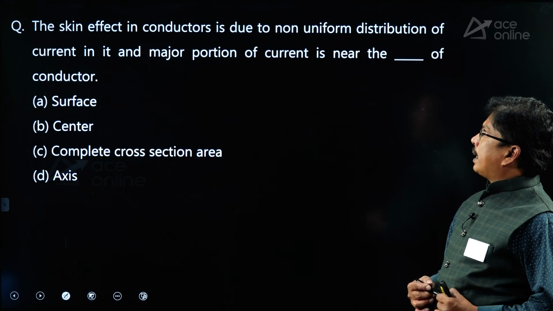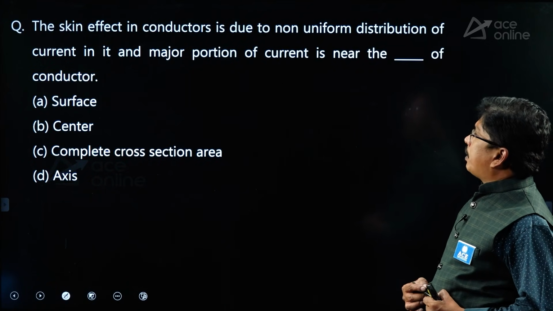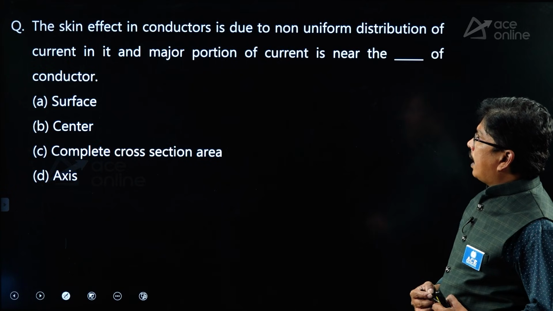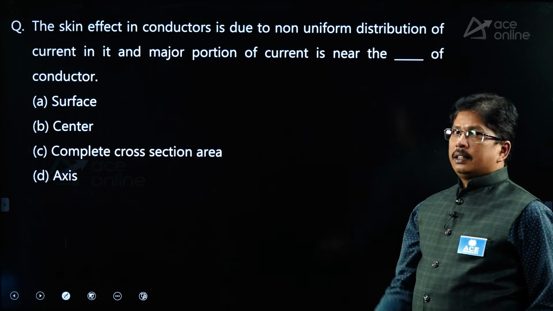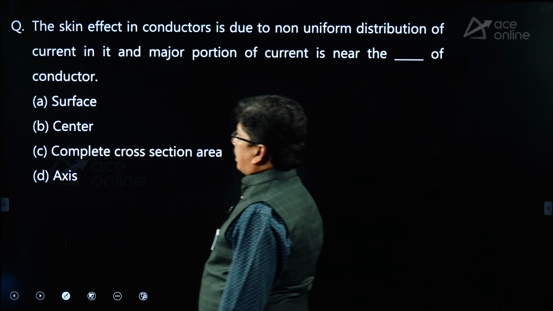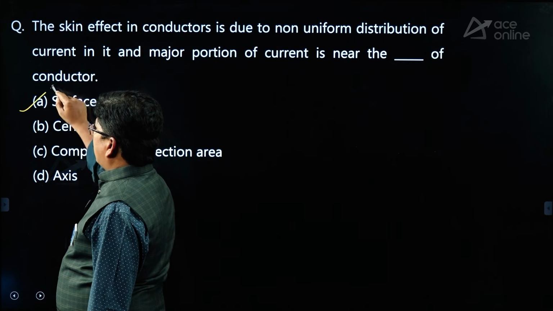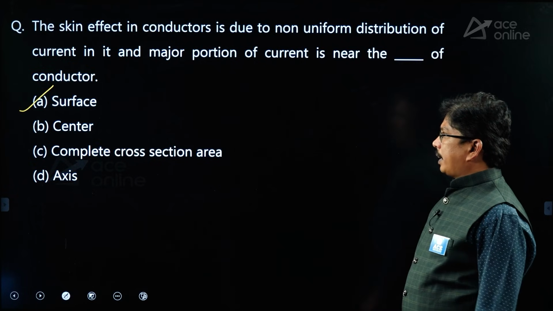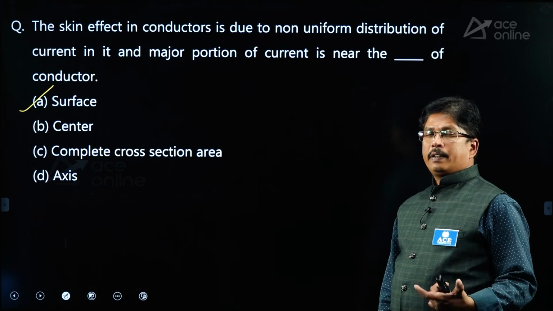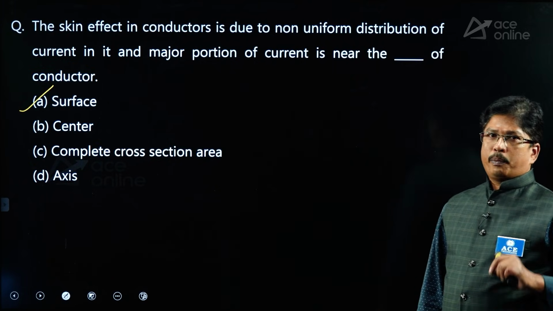The skin effect in conductors is due to non-uniform distribution of current in it, and the major portion of current is near the surface of the conductor. The skin effect always causes the current to be concentrated on the surface of the conductor. That is called skin effect. Because of skin effect, major current will be on the surface, less current will be at the center.